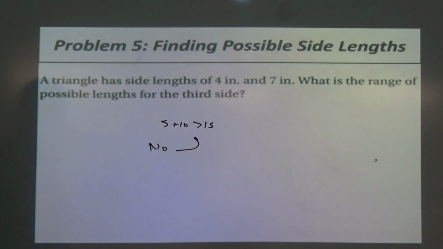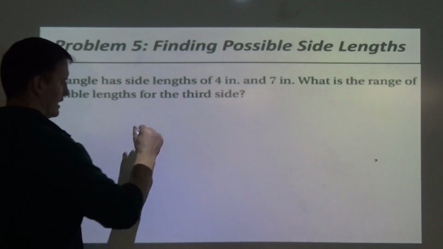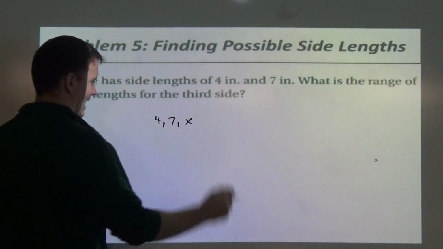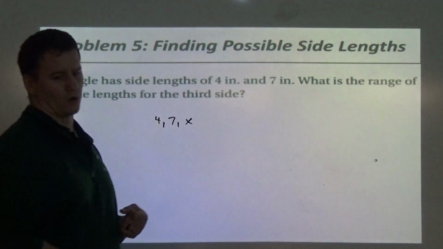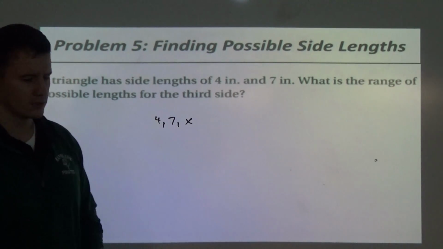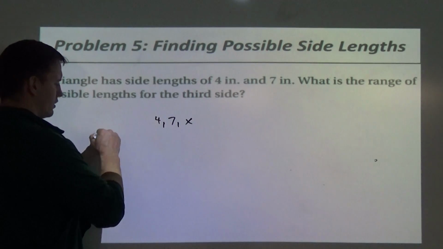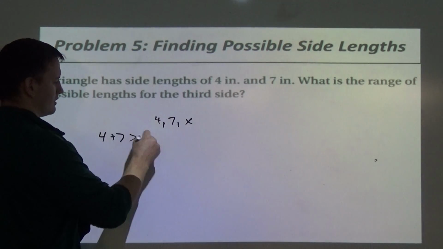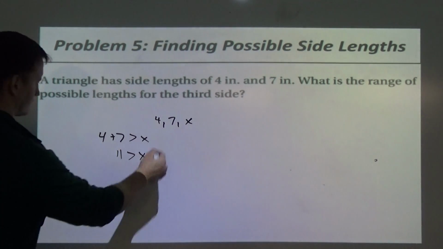Okay, find possible side lengths. A triangle has side lengths of 4 inches and 7 inches. What is the range of possible lengths for the third side? We're basically going to do this problem like, can 4, 7, and x be possible lengths? We're going to find which lengths for x would work. So this is going to be a lot like example 4, except we're just going to find the value for x. What do I mean by that? 4 plus 7 needs to be greater than x. So 11 needs to be bigger than x.